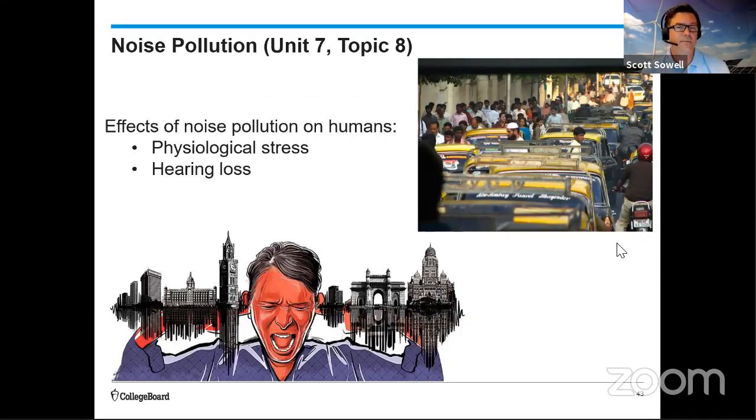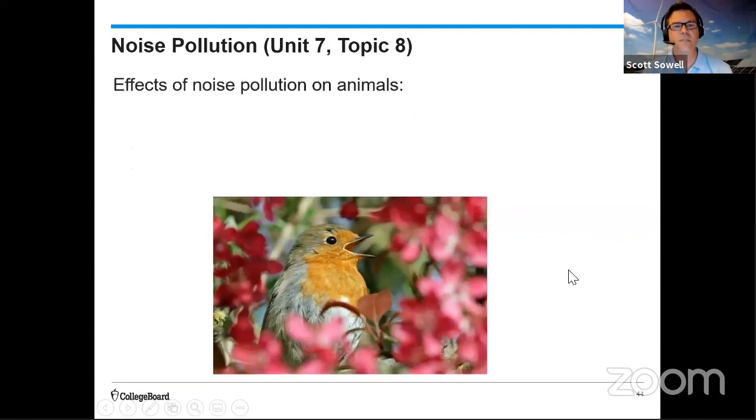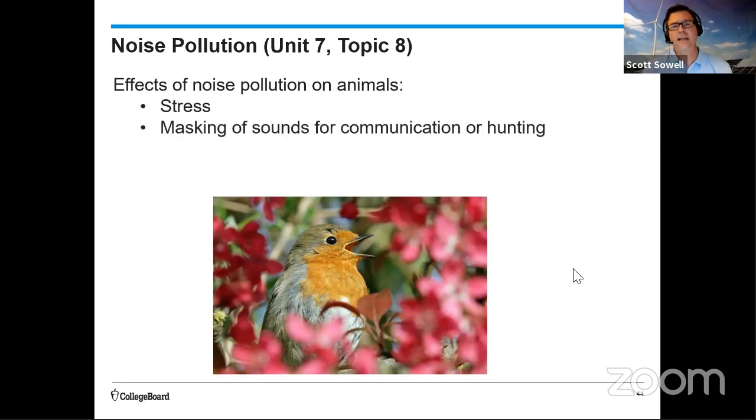Well, why do we care? Not only does it cause physiological stress and loss of sleep, maybe, but it also can affect your hearing, and you can have hearing loss. But what we're going to focus our attention on right now is the effect on wildlife. So it can also cause stress in these wildlife, but it can also get in the way of the sounds that they use for communication or for hunting.